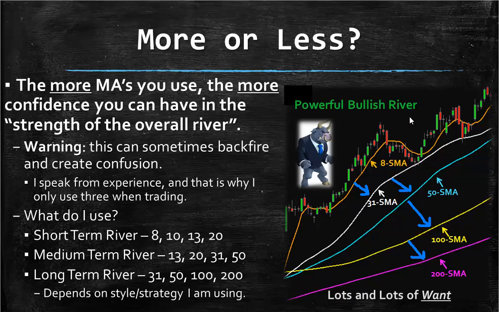Yeah, it could get pretty messy, but messy is a subjective term. Messy to one person may not be messy to somebody else. So, do what best fits your strategy. But here's an example of how you want to see the moving averages act. Smaller numbers need to be above bigger numbers for bullish rivers.